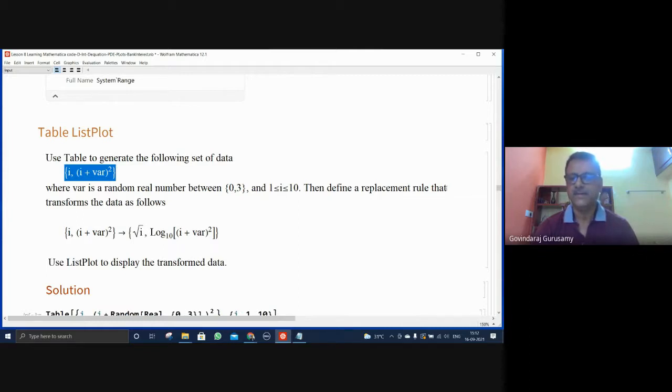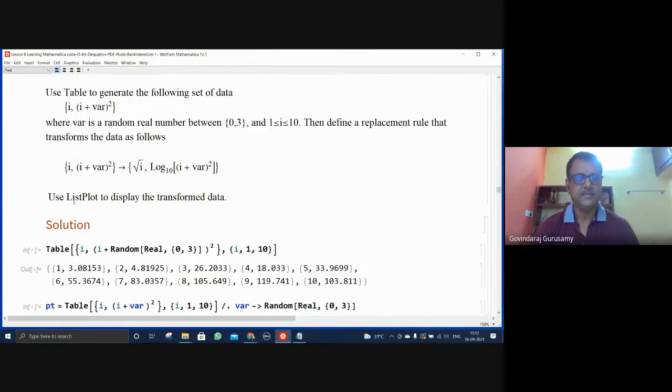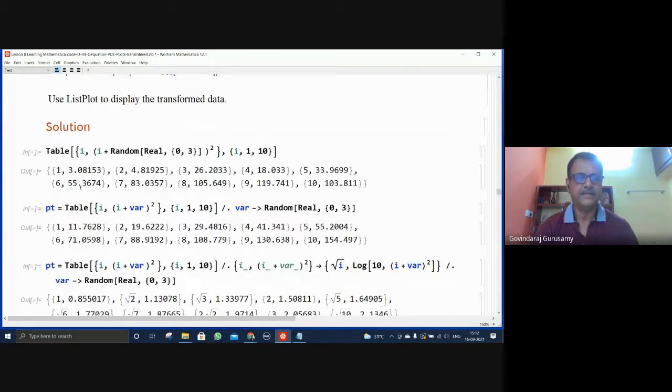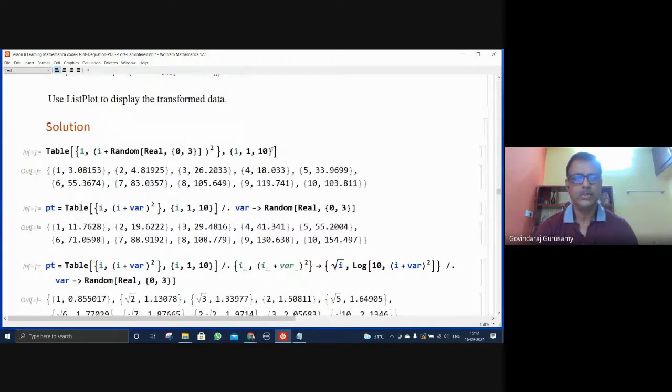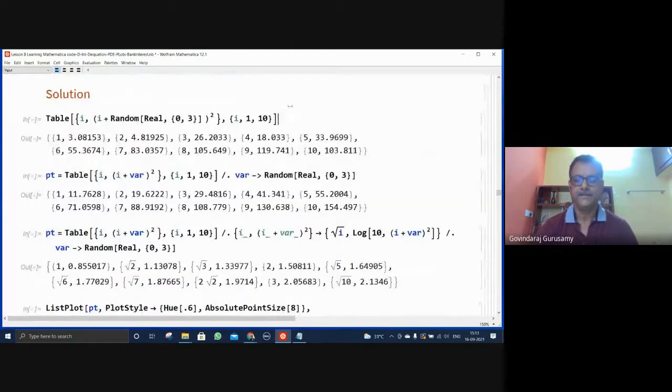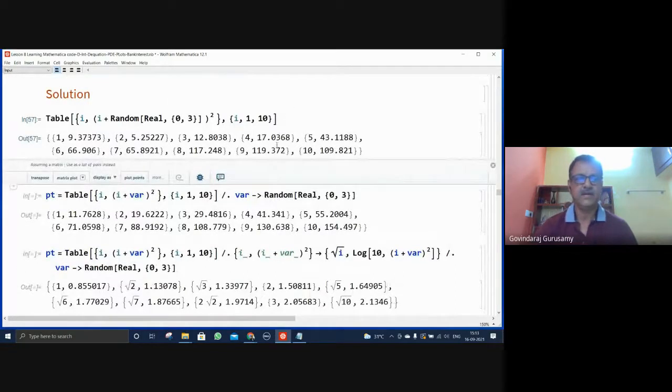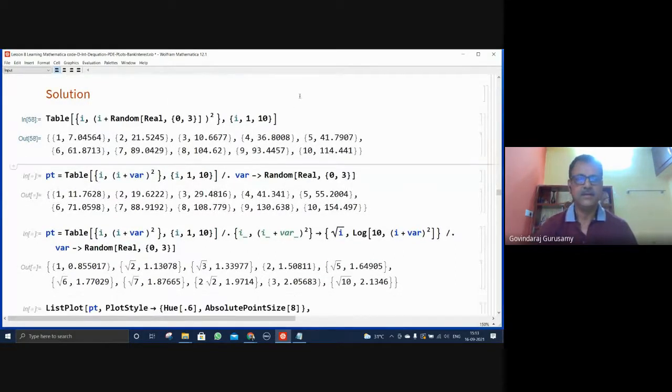Then define the replacement rules that transform the data as follows. This is the rule: replace this by this transformation. And then use the list plot to display the transformed data. Okay, so let's see the table. You have random reals lying between 0 to 3 and then the square of it. So i varies from 1 to 10. That's what it says. These are the numbers that have been generated. You will not get the same number because every time we are calling new random numbers.